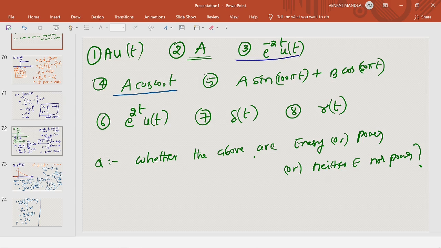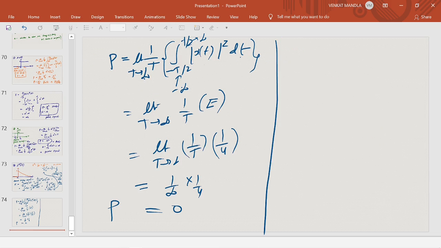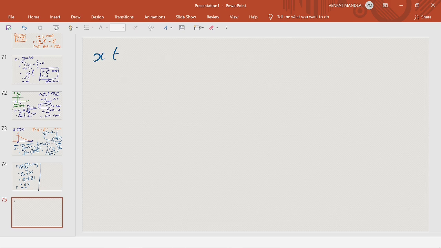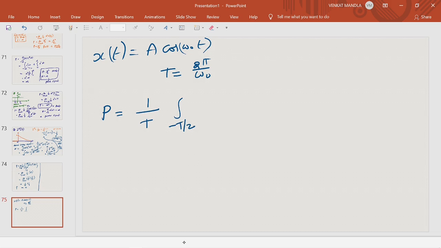Take x of t equal to a cos omega naught t, where the time period T equals 2 pi by omega naught. So it is a power signal. How to find the power of the signal? Power equals 1 by T integral from minus T by 2 to plus T by 2 of a square cos square omega naught t dt, where T is 2 pi by omega naught.